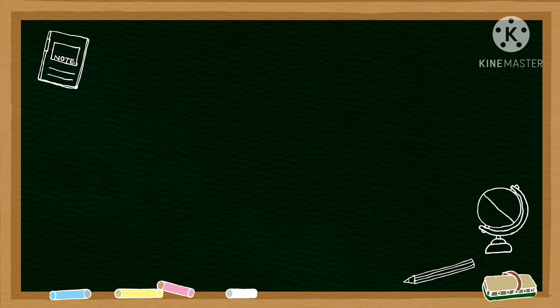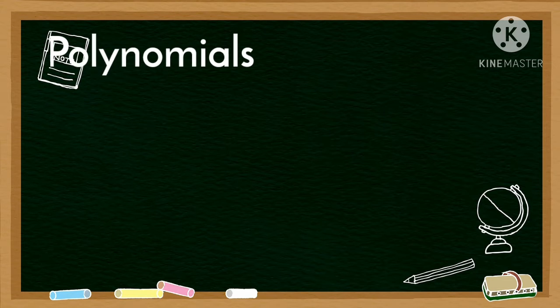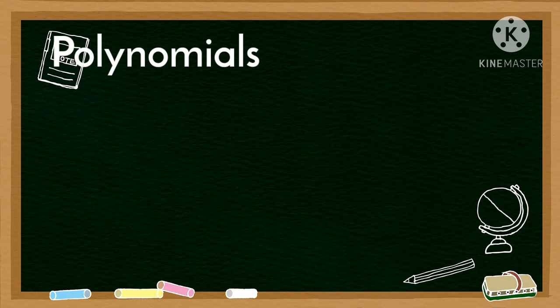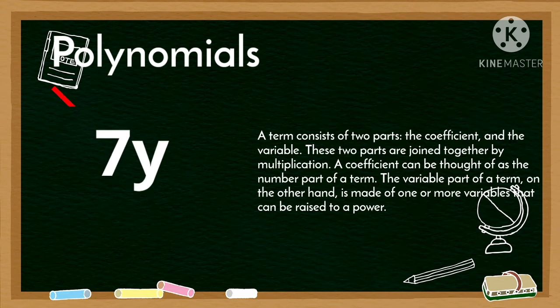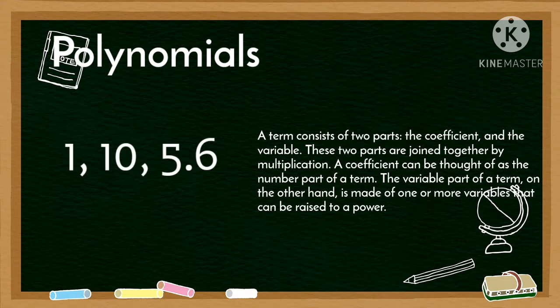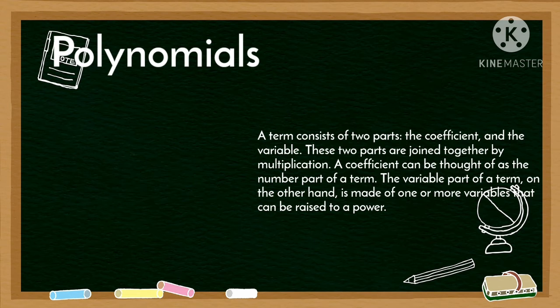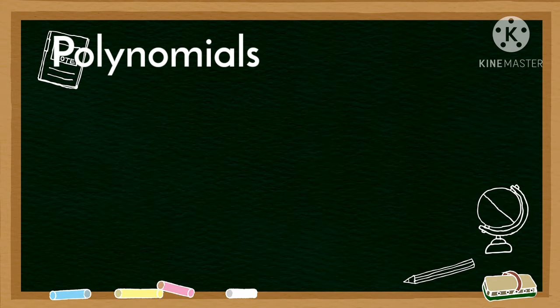The first topic that we'll be tackling is known as polynomials. To understand what polynomials are, we need to know what terms are first. A term consists of 2 parts, the coefficient and the variable. These 2 parts are joined together by multiplication. A coefficient can be thought of as the number part of the term. An example would be 1, 10, or 5.6. The variable part of the term, on the other hand, is made of 1 or more variables that can be raised to a power. A polynomial can comprise many terms.